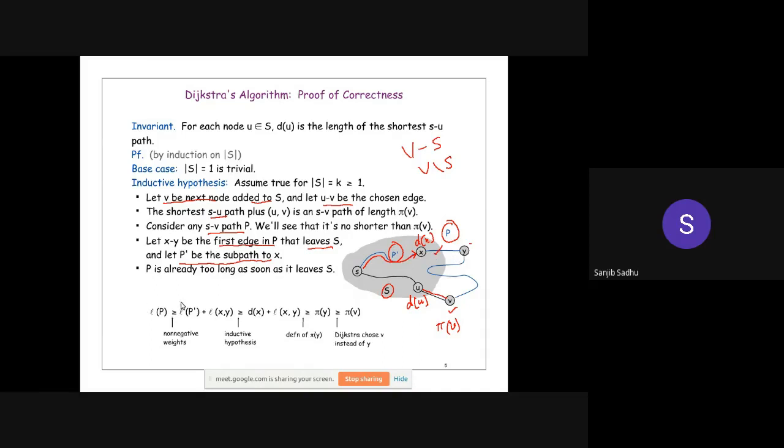You check it. I am saying this portion. This is the length of the path P prime plus L of XY. Length of path P. Is it clear? Yes or no? Tell me. The length of this entire path is greater than the length up to X and then X to Y.